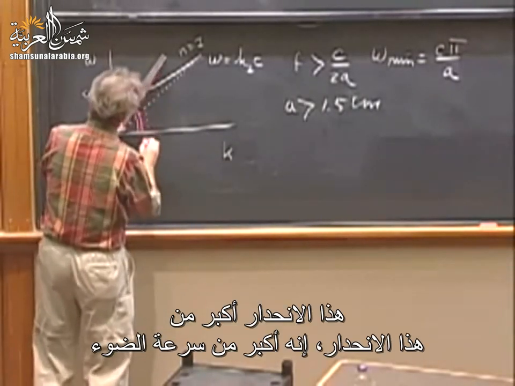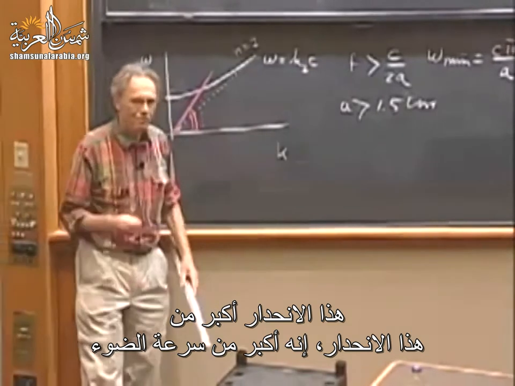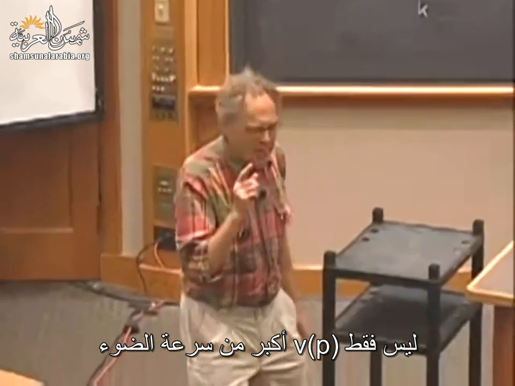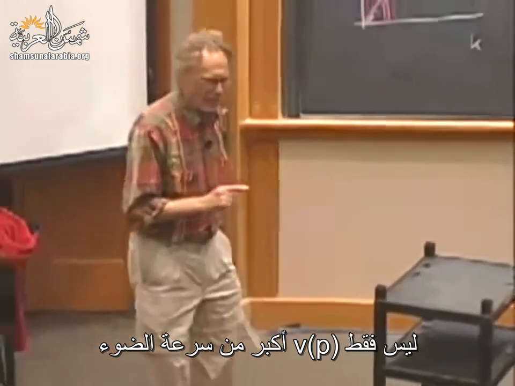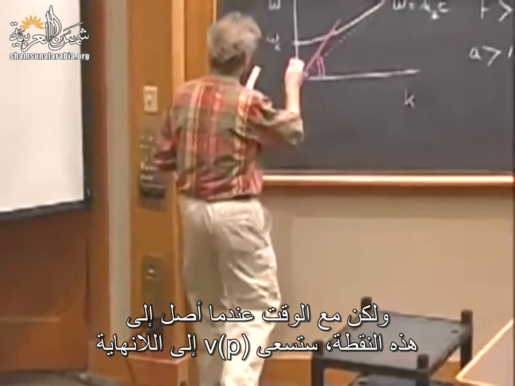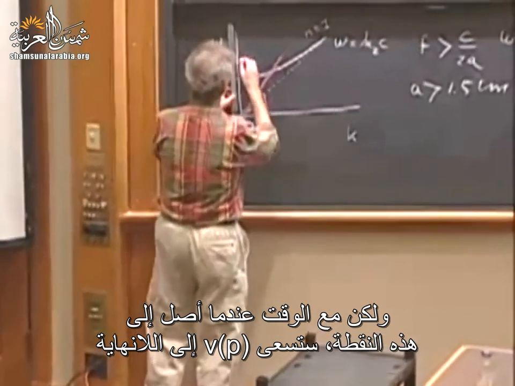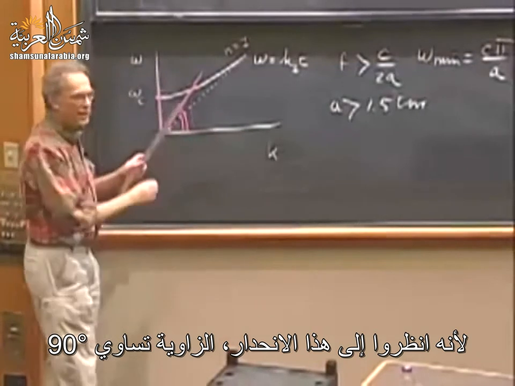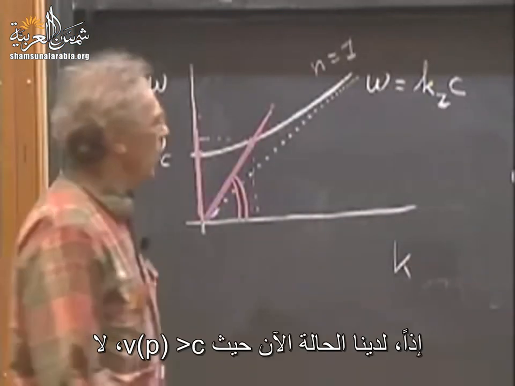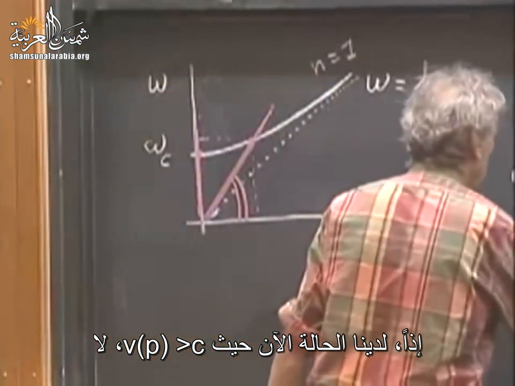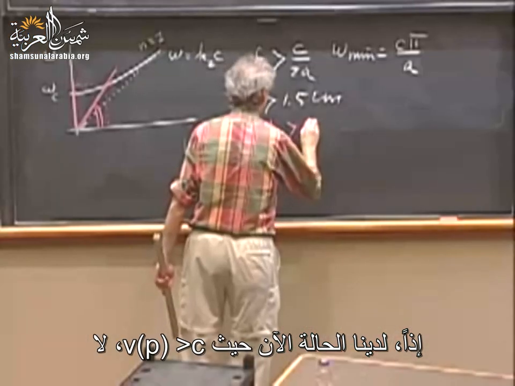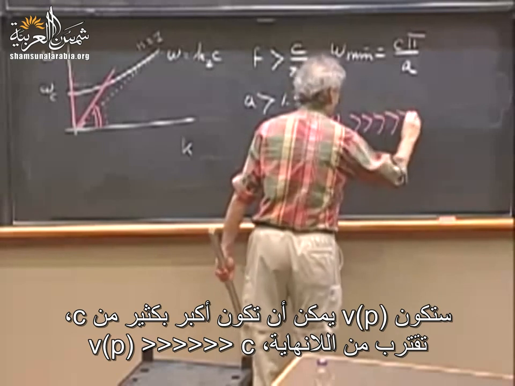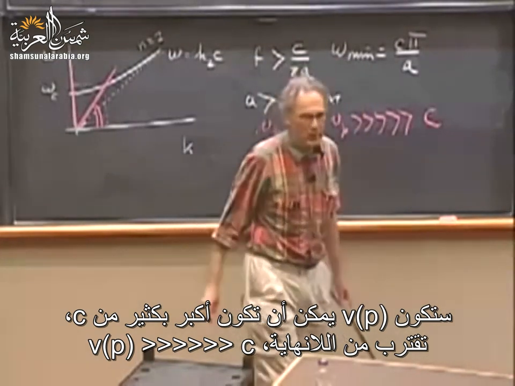This slope is larger than this one. It's higher than the speed of light. Not only is it higher than the speed of light, the phase velocity, but by the time I reach this point here, the phase velocity goes to infinity. Because look at this slope, it's 90 degrees. So we now have a case that the phase velocity is larger than c. No, the phase velocity can be much, much larger than c, approaching infinity.